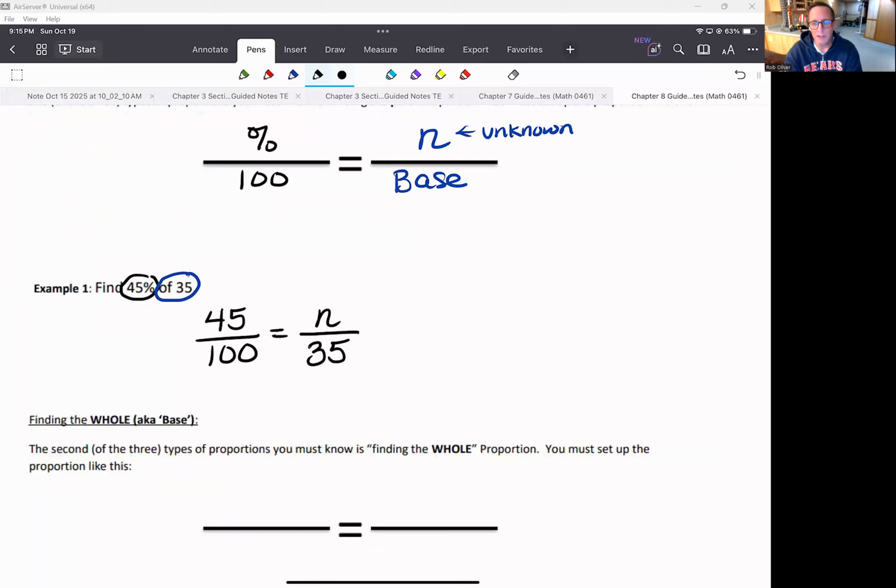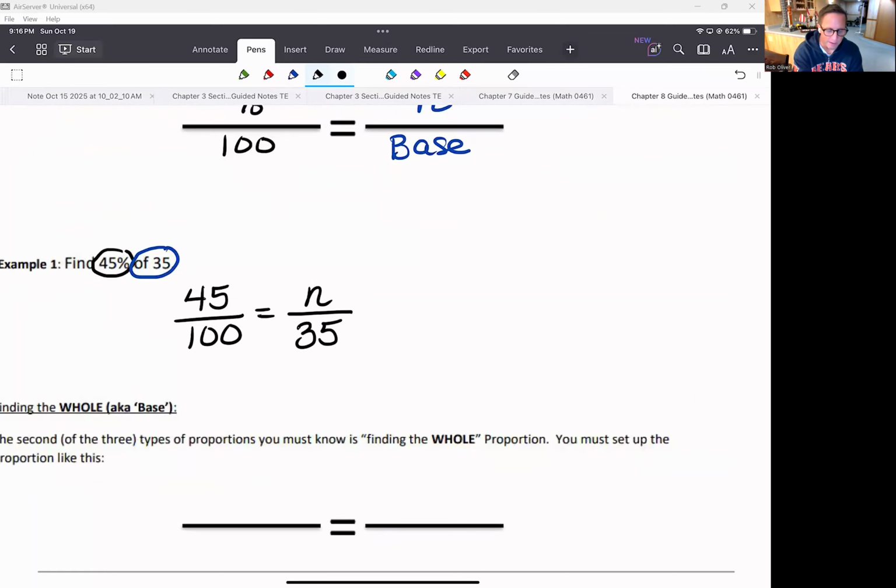I mean, setting it up is really kind of key. If you don't set it up right, you're not going to solve it right. You can have perfect math after you set it up, but if you didn't set it up the right way, it doesn't matter. It does not matter. So make sure you have it all set up correctly.